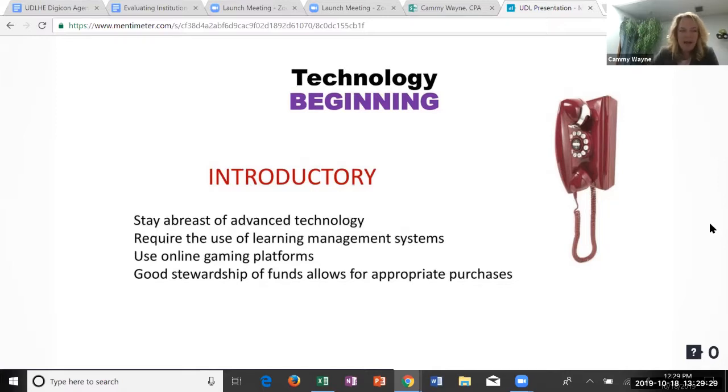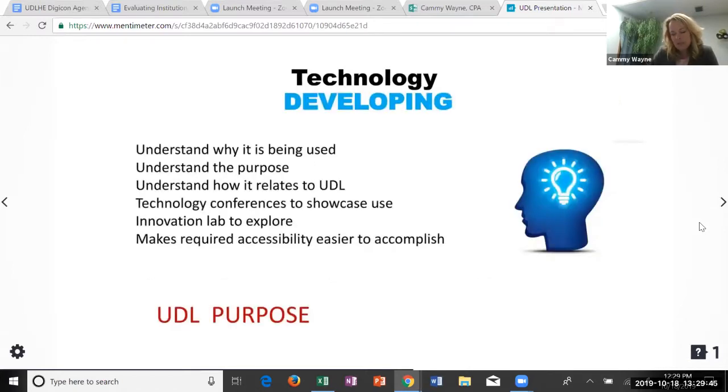For example, if we have learning management systems, let's make sure that everyone at the college is using it so that our students are all on the same platform. From a developing standpoint or stage, it's important to understand how this technology is really related to UDL. You want to make sure that it's going to be useful. And some really great ideas that I've seen as far as developing stage is to implement an innovation lab so that faculty and staff have the opportunity.